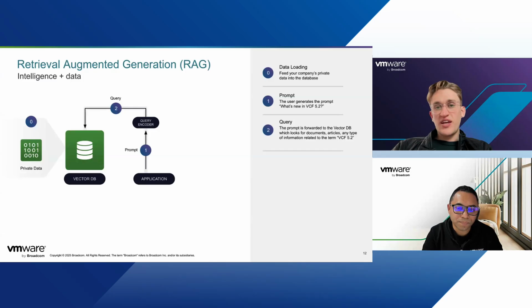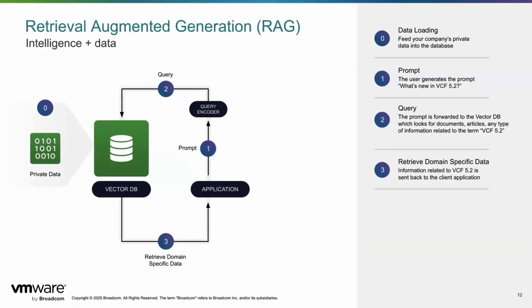And in doing so, we're going to get a list of similar things to that query. So I've said, what's new in VCF 5.2? Well, when I've retrieved that domain specific data, I might get back the release notes for VCF 5.2 because that's the most similar document to the question that was asked. And now my application has a whole bunch of data that's relevant. So what can I do?